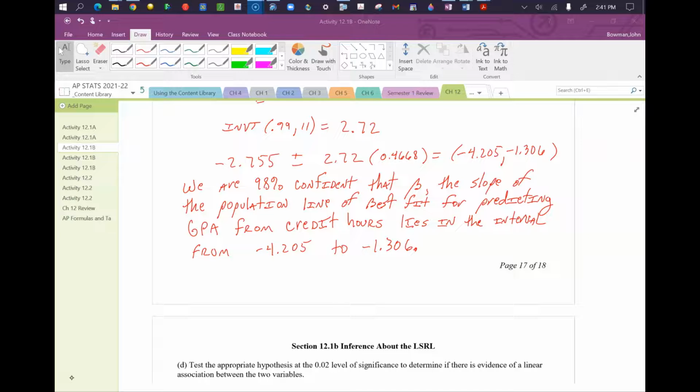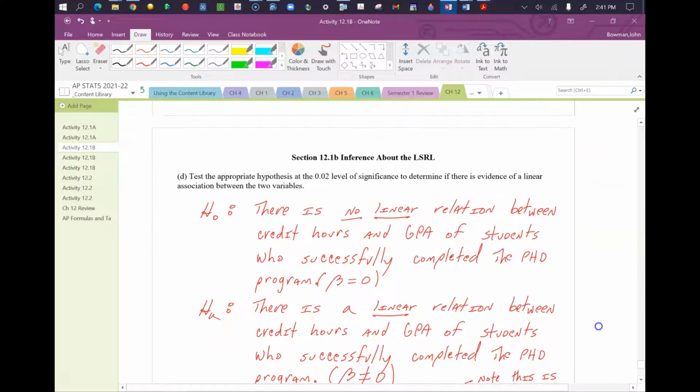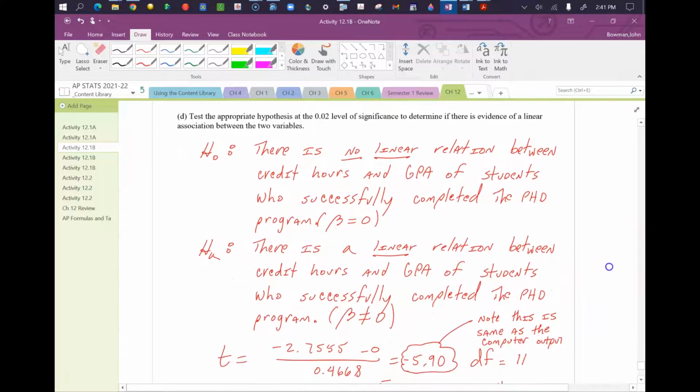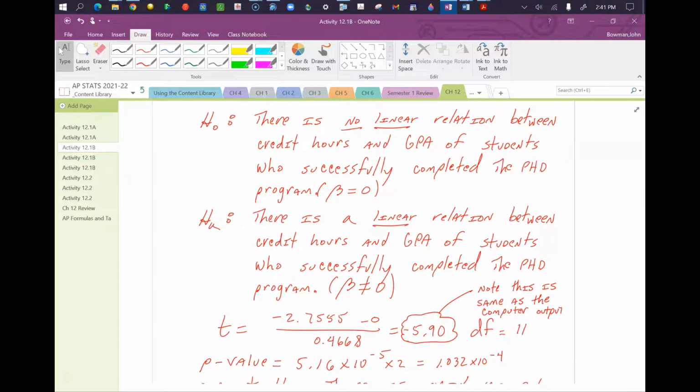The next part of this question asks you to test the appropriate hypothesis at the 2% level of significance to determine if there's evidence of a linear association between the two variables. So our null hypothesis is that there is no linear relationship between credit hours and GPA of students who successfully completed the PhD program. And the alternative is there is a linear relationship between credit hours and GPA of students who successfully completed the PhD program.